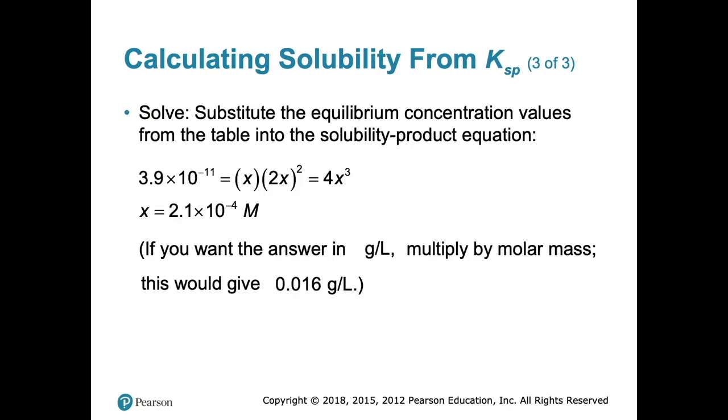So then you just put it all together, right? Where you have 3.9 times 10 to the negative 11, and that equals X times (2X) squared, because remember that the 2 from the coefficient becomes an exponent. And so you just combine like terms and you get 4X cubed, right? So what do you do now? What do you do when you have a 4X cubed? How do you solve for X when you have a cubed?